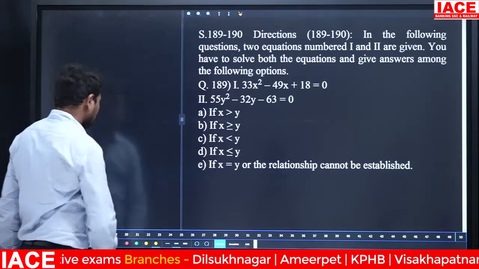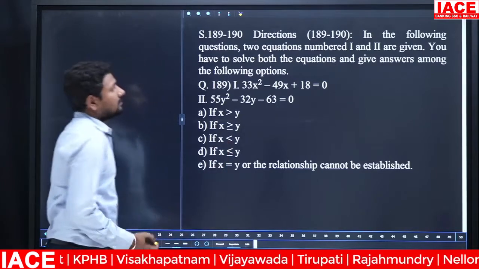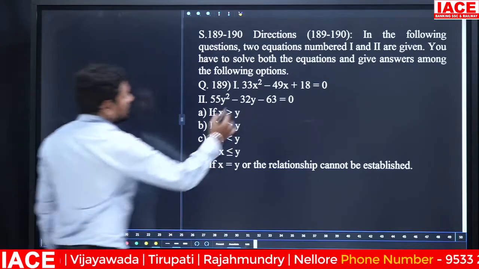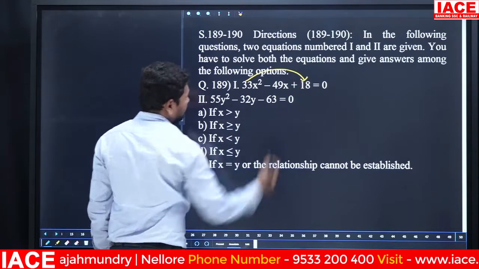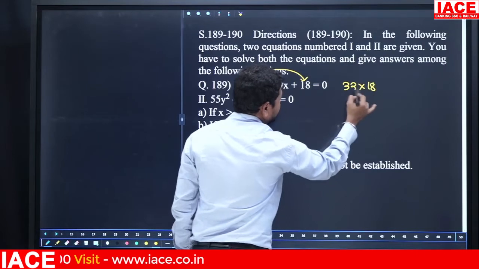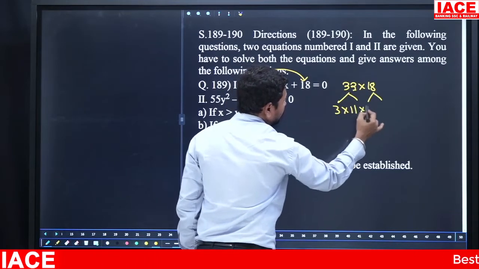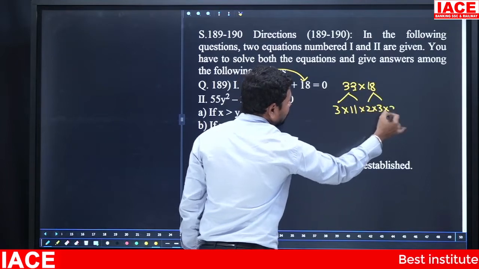Next, the data is completed. We have questions belonging to quadratic equations. 33 can be multiplied by 18. This 33 you can write as 3 into 11, and 18 you can write as 2 into 3, 6. 6 into 3 is 18.